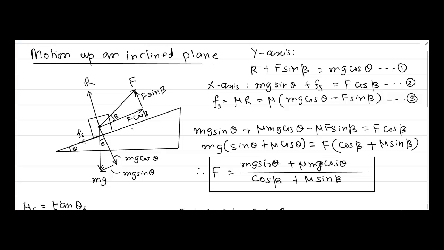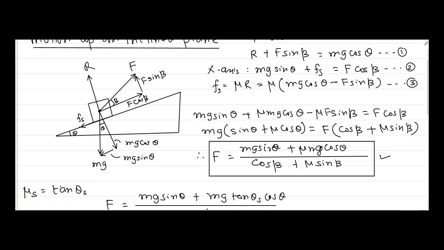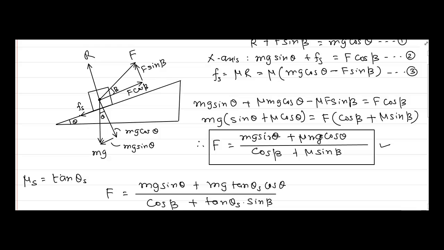Right, so we have looked at this. The main formula is this F, and once again I want you to be clear about these three angles: theta s, theta, and beta. Theta is the angle of the inclined plane, beta is the angle at which the force is applied, and theta s is the angle of friction.